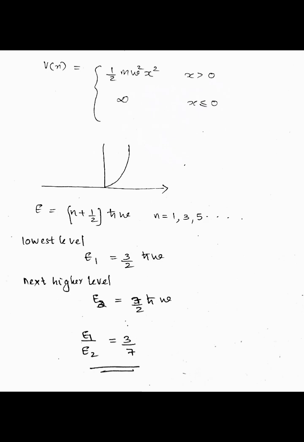So the graph can be drawn like this, and we know that here energy is equal to n plus half into h cut omega, and here n is equal to 1, 3, 5 etc. That means here n takes only the odd values. So for the lowest level, that means for n equal to 1, E1 is equal to 3 by 2 h cut omega, and for the next higher level, that means n equal to 3, the energy E2 is equal to 7 by 2 h cut omega. Taking the ratio, that means E1 by E2, we get 3 by 7. So here the answer is 3 by 7.